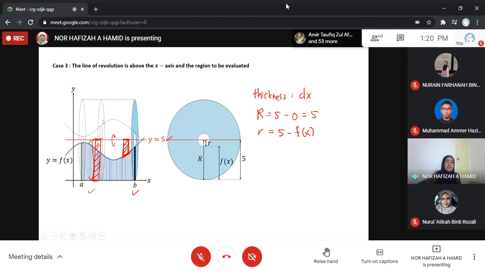So you tak payah hafal dah 3 case ni. Cuma you kena tahu macam mana nak determine the outer, the teknik dia. Macam mana nak determine outer dengan inner radius tu, you kena tahu teknik dia. Okay, so tak perlu hafal lah semua case. Okay, so saya nak move to example 15. Okay.